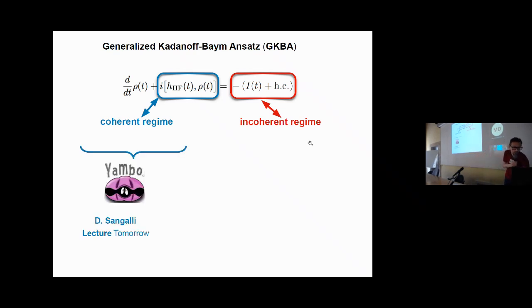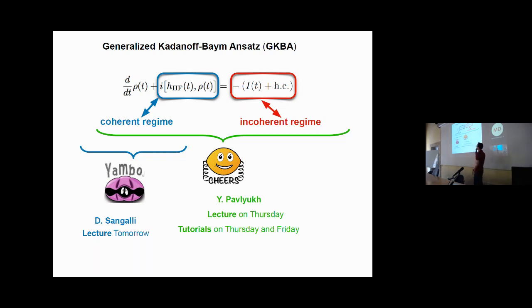Let me say that, as David will explain, I guess, tomorrow, this first part of the equation, by neglecting the collision integral, is what is currently implemented in the Yambo code, while in our code, which is called CHEERS, and Jaroslav Pavliuk will give a lecture on it on Thursday, and a couple of tutorials on Thursday and Friday, it is possible to include both terms, both the coherent part included in the commutator and the incoherent part included in the collision integral.